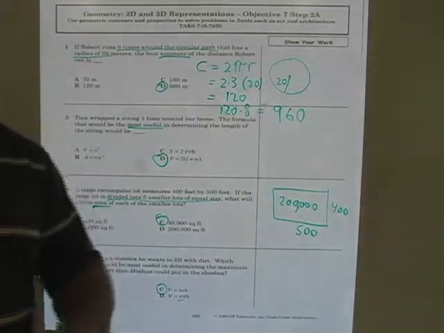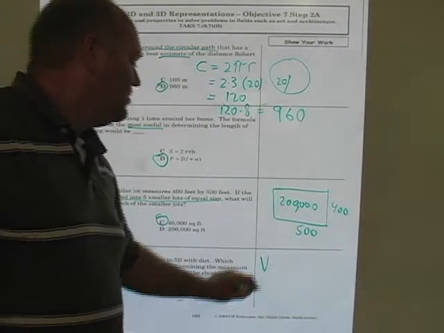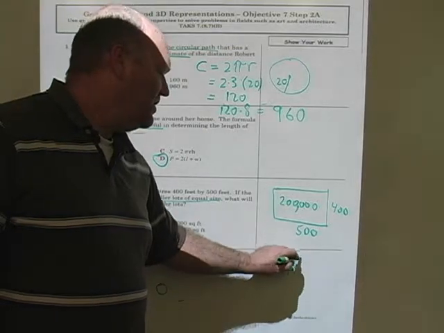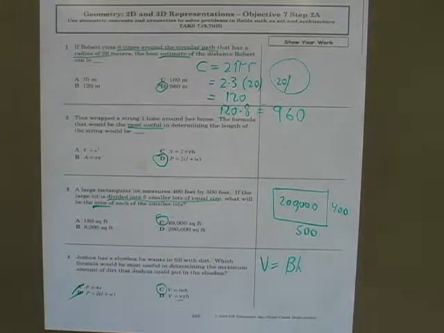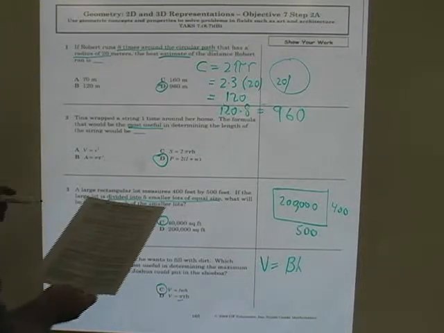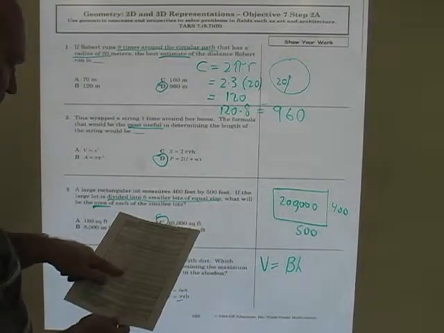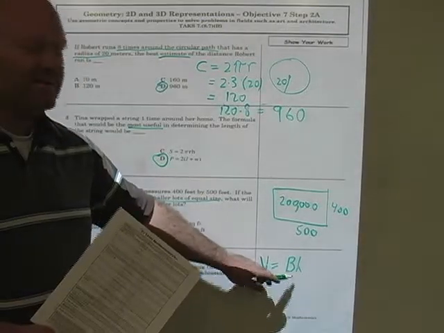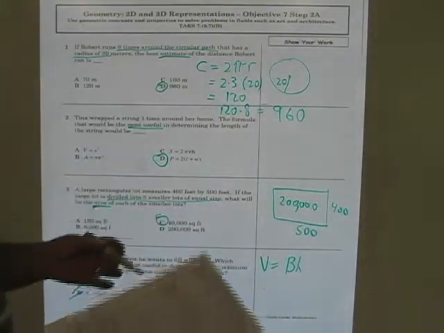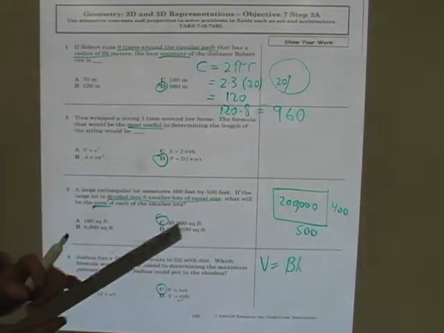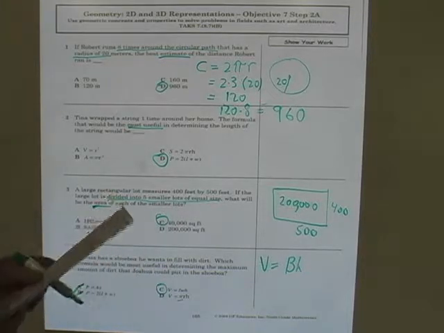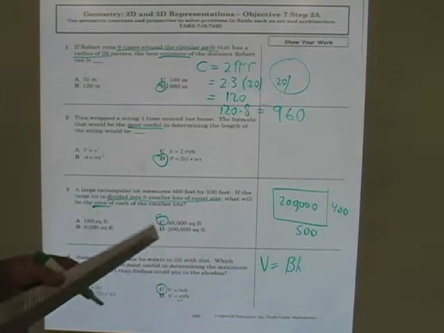Now if you notice on your tax formula chart, the formula is going to say V equals BH, like that, for a prism. Okay, that's a prism. But what you have to remember on that is that's a very generic formula that works for any prism or cylinder. Including a triangular prism, a rectangular prism, a cylinder. Any kind of shape that's a prism.